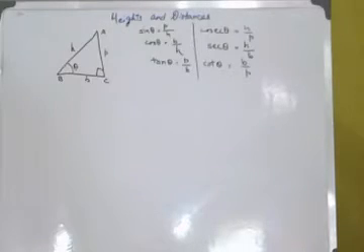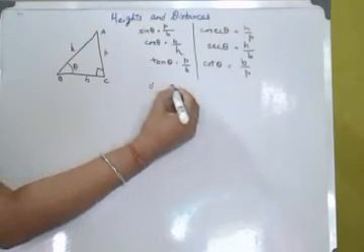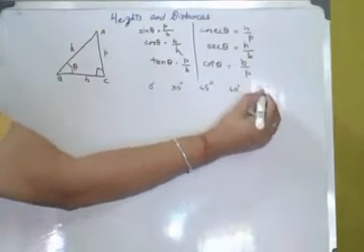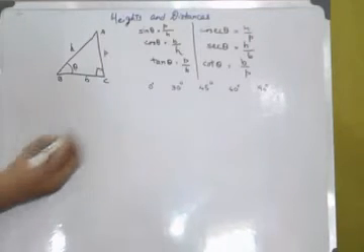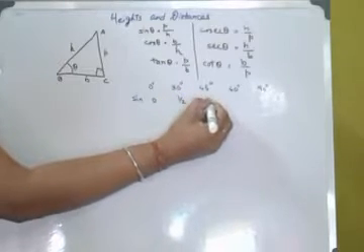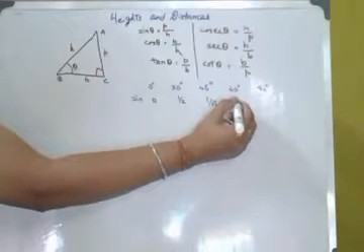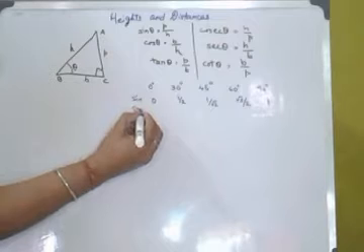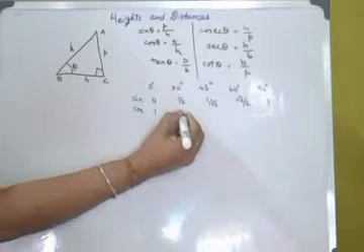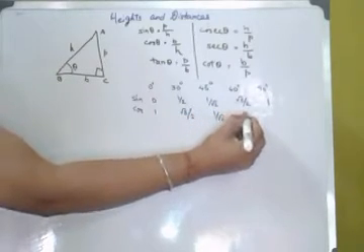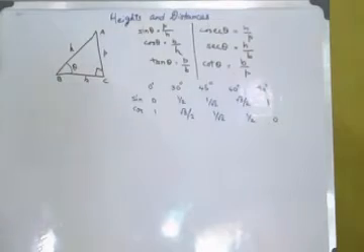Now the trigonometric tables of standard angles. These are the standard angles: 0 degree, 30 degree, 45 degree, 60 degree, and 90 degree. So sine 0 value is 0, sine 30 is half, sine 45 is 1 by root 2, sine 60 is root 3 by 2, sine 90 is 1. So cos 0 value is 1, cos 30 is root 3 by 2, cos 45 is 1 by root 2, cos 60 is half, and cos 90 value is 0.